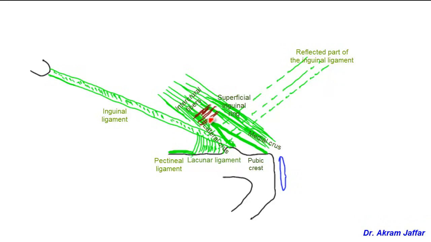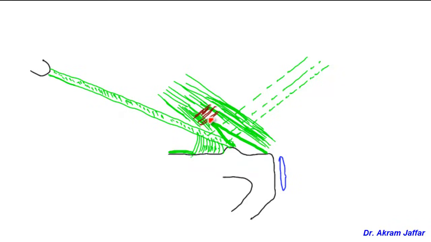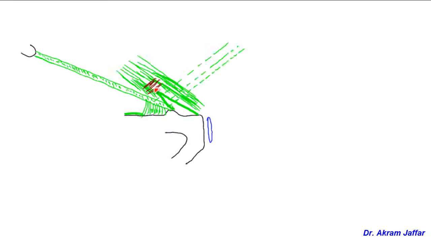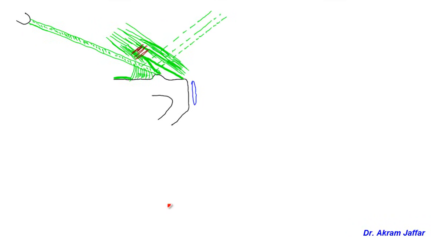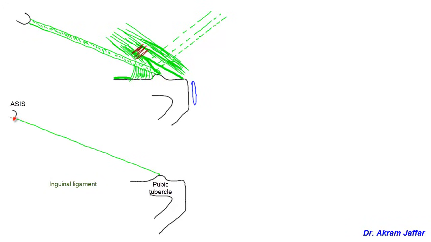Also located in the inguinal region is the deep inguinal ring, and this deep inguinal ring is a deficiency in transversalis fascia that is located just above the midpoint of the inguinal ligament. So let's draw the inguinal ligament again. This is the anterior superior iliac spine, pubic tubercle. Again here I am drawing the inguinal ligament extending between the anterior superior iliac spine and the pubic tubercle.